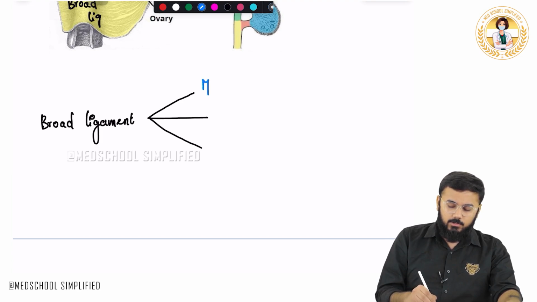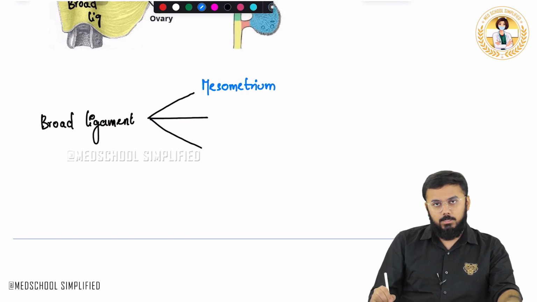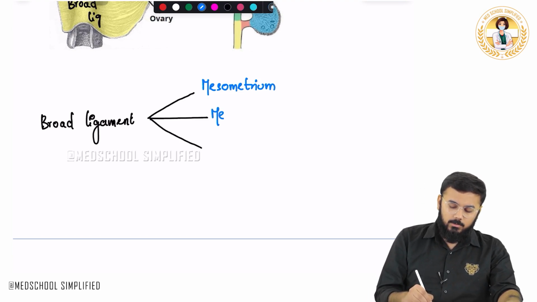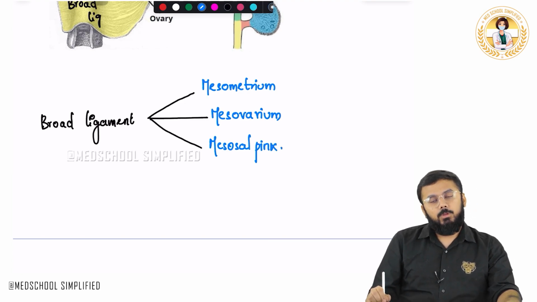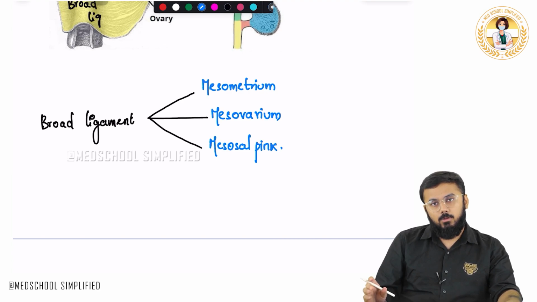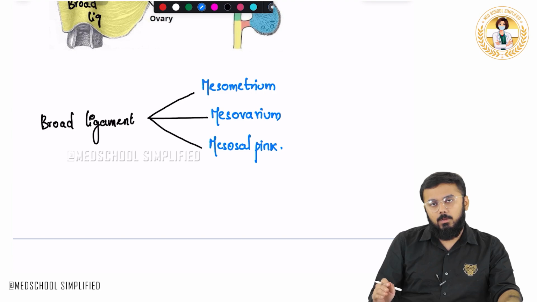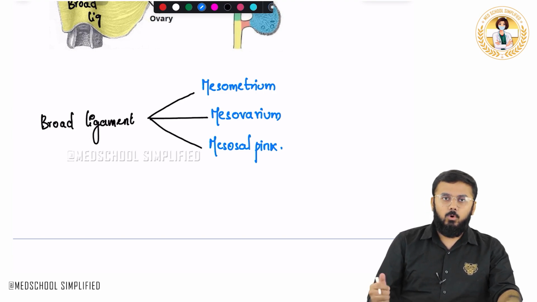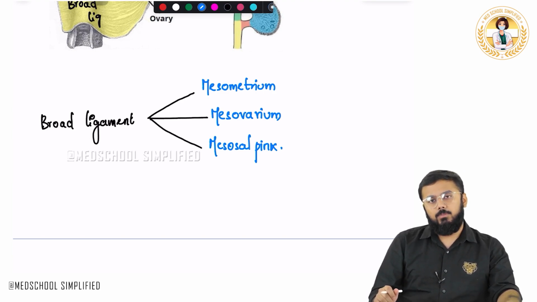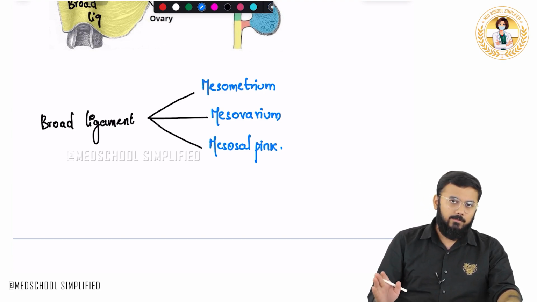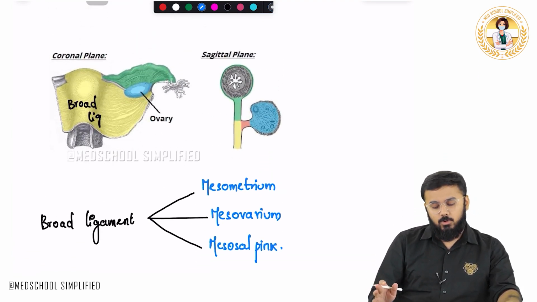So what is the first one? That is called the mesometrium. Metrium in the sense of the uterus. Next is called the mesoovarium, and third is called the mesosalpinx. Now what do we mean by these? The mesometrium is the part of the broad ligament which is covering the uterus. The mesoovarium is the part of the broad ligament which is covering the ovary. The mesosalpinx is the part of the broad ligament which is covering the fallopian tube. So that is the reason why it is called the broad ligament.